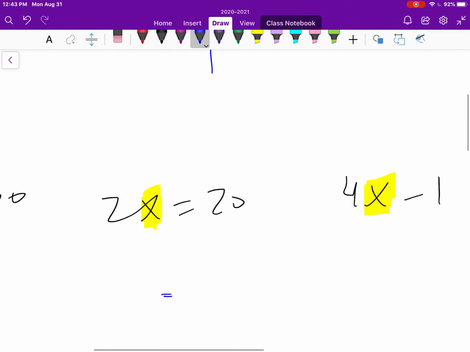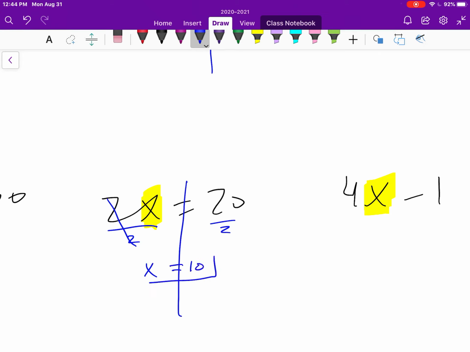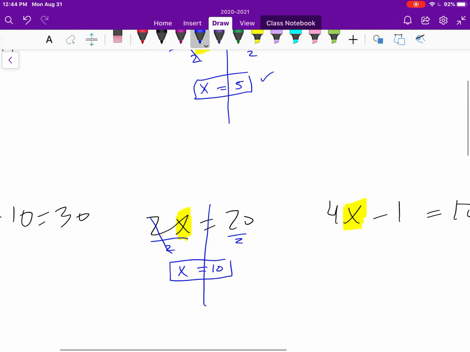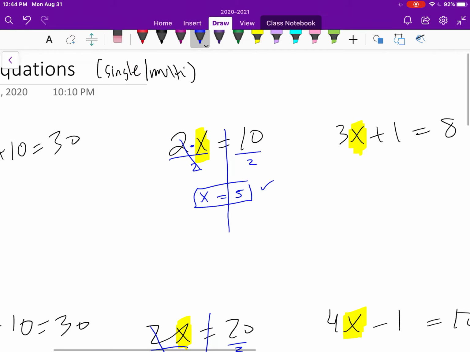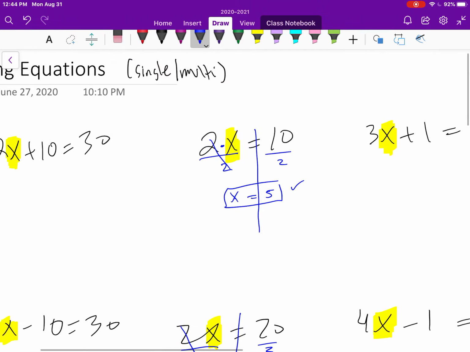If you go down here, we'll check this one out and solve it. You draw your river, divide by 2, and then x is equal to 10 in this case. So x is equal to 10. So hopefully that one wasn't that bad. The single step equations are actually pretty easy. You just have to be careful where you see them.